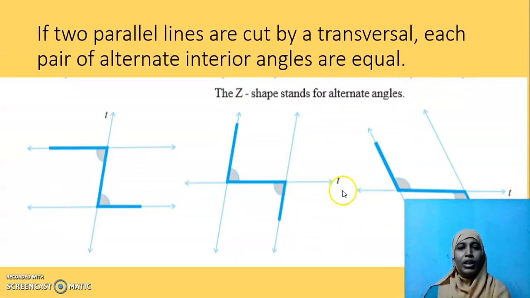Then we learnt about alternate interior angles. We do have alternate exterior angles also. You know how to locate alternate exterior angles also. If two parallel lines are cut by a transversal, the pair of alternate interior angles are equal. Only if the lines are parallel, the angles will be equal. The other way around, if the alternate interior angles are equal, the lines will be parallel.